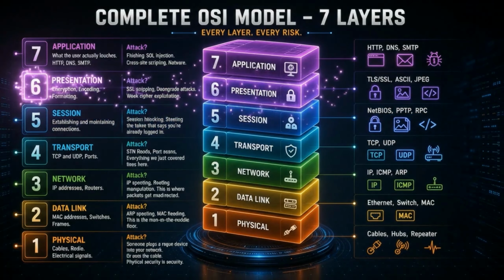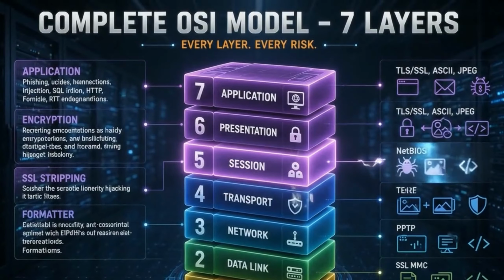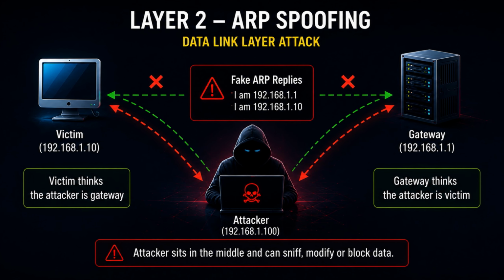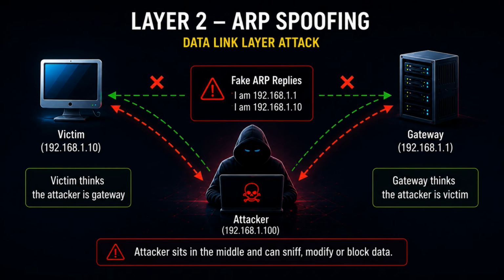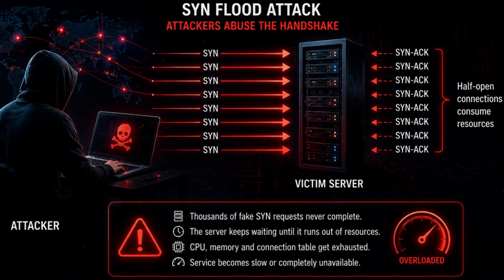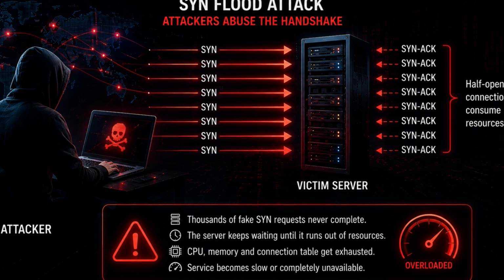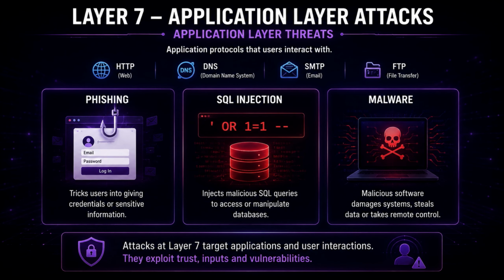7. Application. Finally, the application layer. This is where users interact with applications through protocols like HTTPS, DNS, and SMTP. Inside these 7 layers, the majority of cyber attacks happen at layer 2 with ARP spoofing, layer 3 with IP spoofing, layer 4 with SYN floods, and phishing, malware, and SQL injections at layer 7. When an alert happens, the first question isn't what the attack is, it's which layer, because the layer tells you where to investigate.